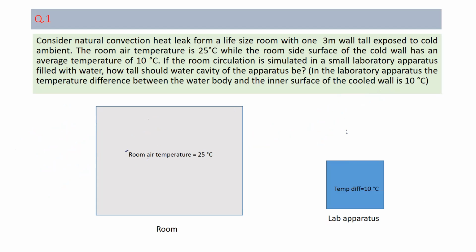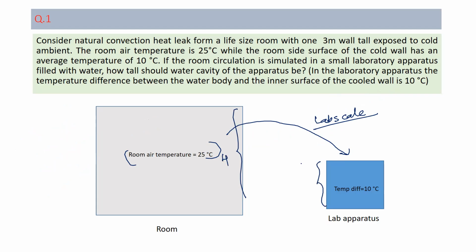Okay. So the room air temperature is given. What we are going to do is transport the situation into a lab scale. Obviously our objective should be that H dash should be less than H. Otherwise there is no use in conducting this experiment. So that advantage should be there. We are effectively changing the fluid: air is the fluid here, and here it is water. So how will we actually get this height?